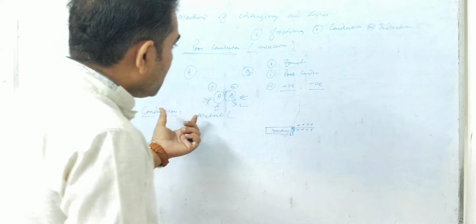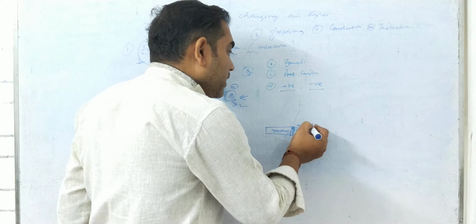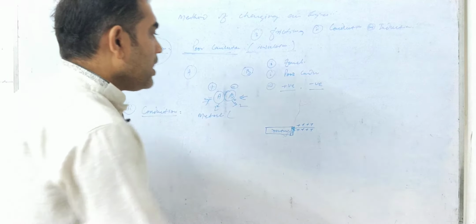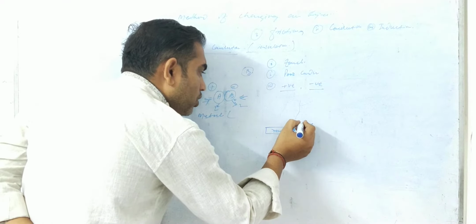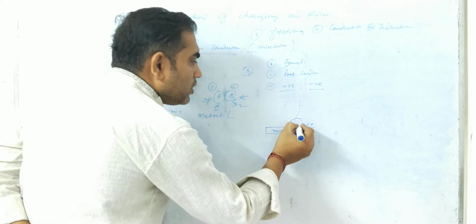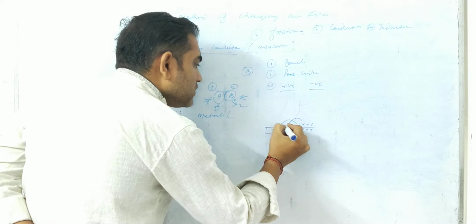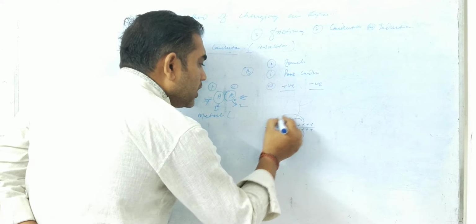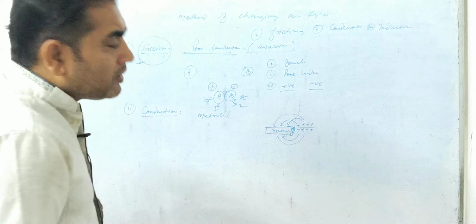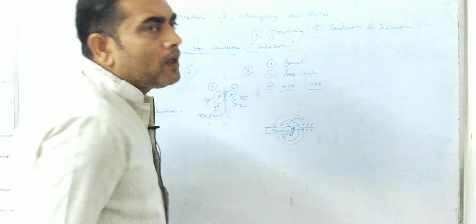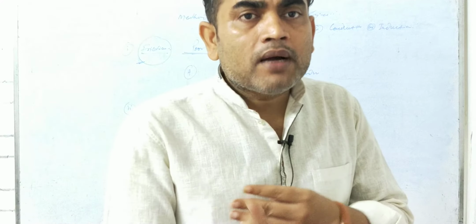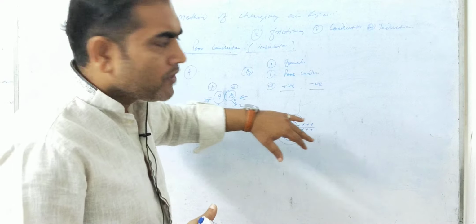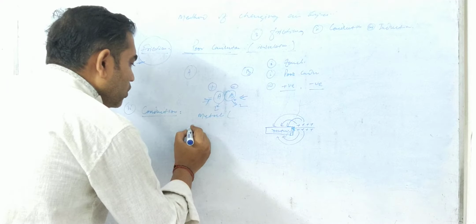So in the method of conduction, we bring the charged object in direct contact with the neutral object. Whenever the object is brought in direct contact with the neutral object, some of the charge from the charged object gets transferred to the neutral object, and the neutral object also gets charged. In other words, the charged object shares some of its charge with the neutral object, making it also charged.